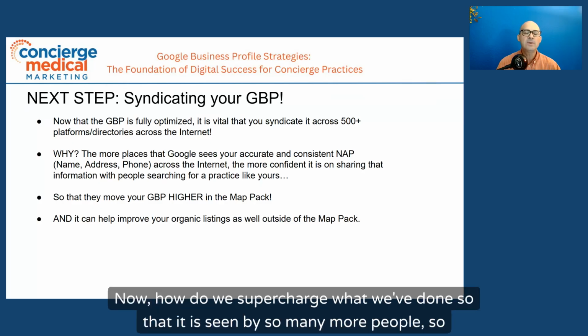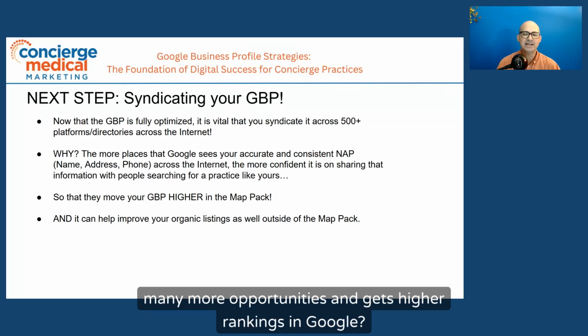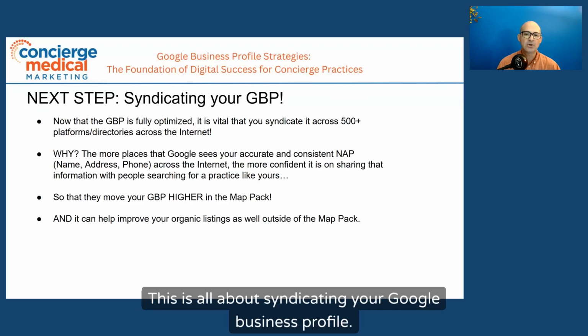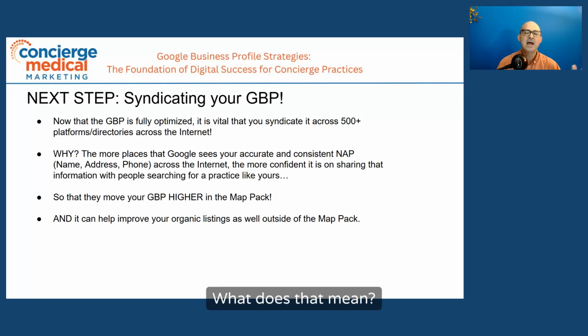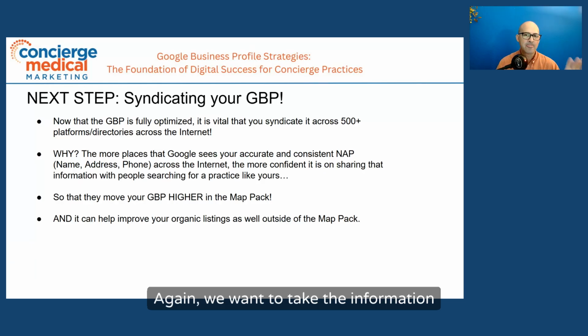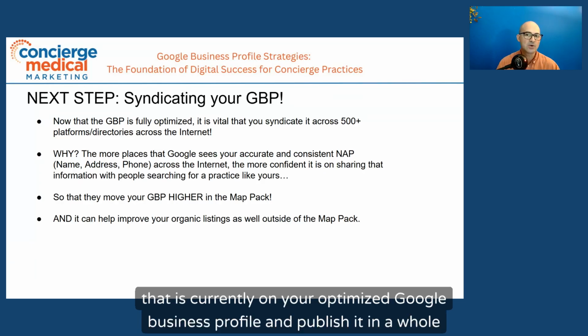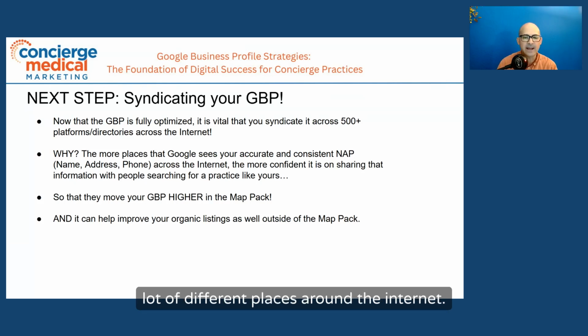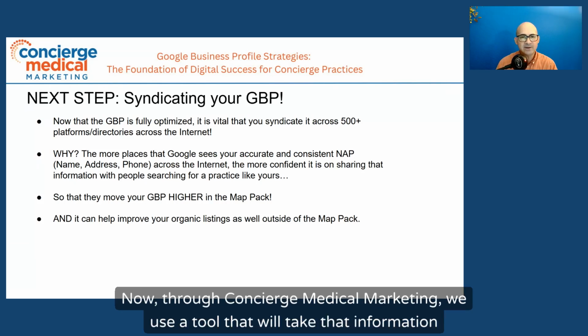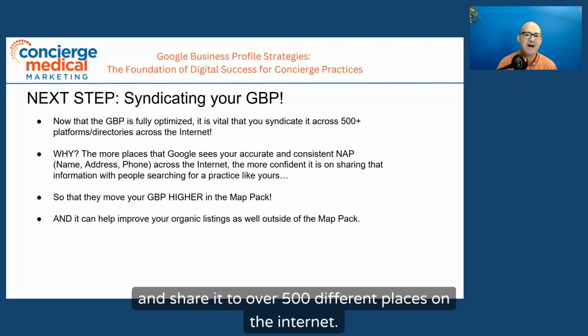Now, how do we supercharge what we've done so that it is seen by so many more people, so many more opportunities, and gets higher rankings in Google? This is all about syndicating your Google business profile. What does that mean? Again, we want to take the information that is currently on your optimized Google business profile and publish it in a whole lot of different places around the internet. Now, through Concierge Medical Marketing, we use a tool that will take that information and share it to over 500 different places on the internet.